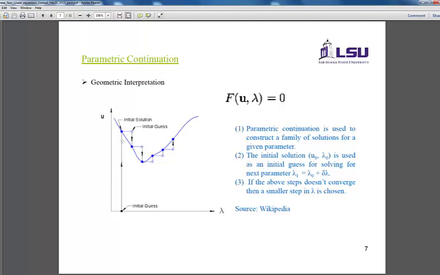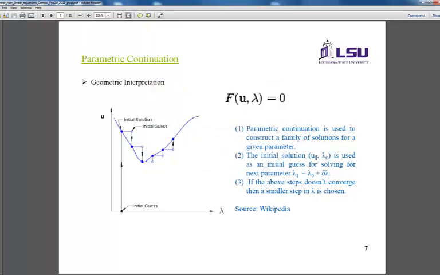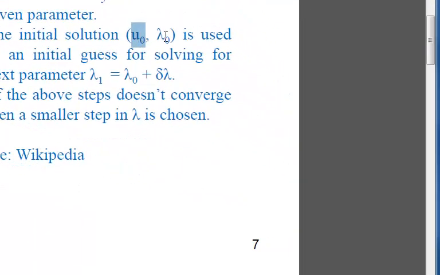So the continuation method is to use your initial solution, say for parameter P naught, or in this figure for parameter lambda naught. If you have initial solution U naught, then the same solution is used as the initial guess for solving for the next parameter value.